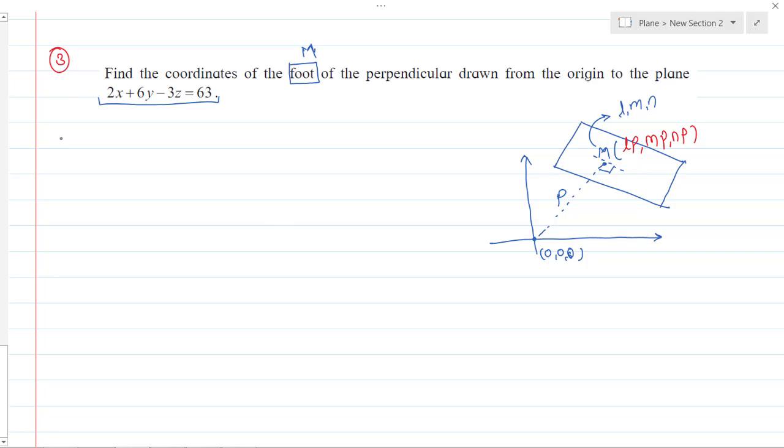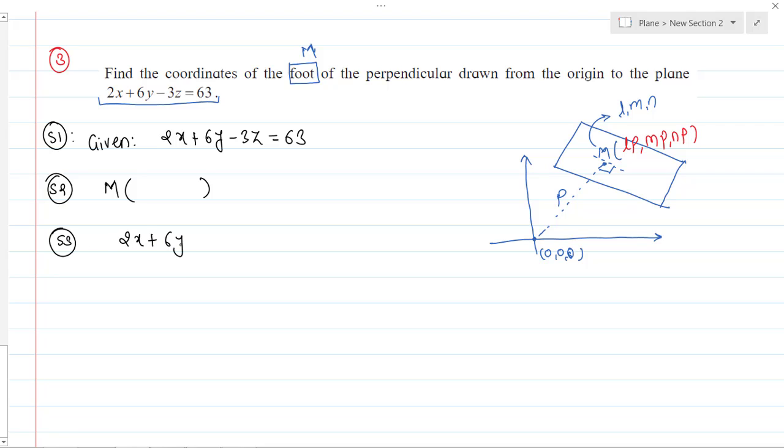Okay, so let's write down the given. Step number 1 is the given information, which is 2x plus 6y minus 3z equals 63. This is the equation of a plane in Cartesian form. What we have to find out is the foot of perpendicular coordinates. Step number 3: convert this standard equation 2x plus 6y minus 3z equals 63 into the normal form of the equation. Convert the given plane equation into normal form.